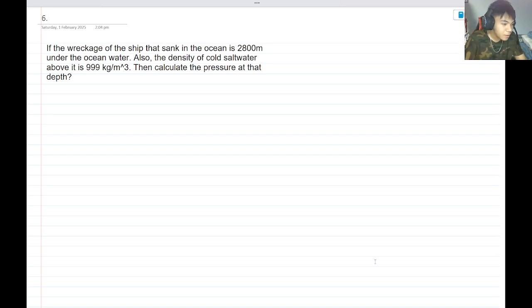So for the sixth problem, if the wreckage of the ship that sank in the ocean is 2,800 meters under the ocean water, also the density of cold salt water above it is 999 kilograms per cubic meter, then calculate the pressure at that depth. So again, this is just the rho GH formula.